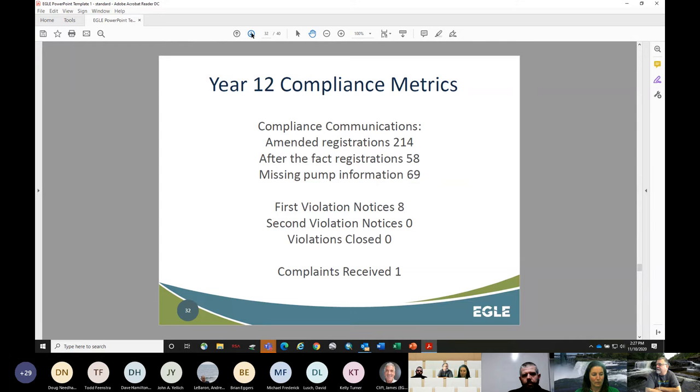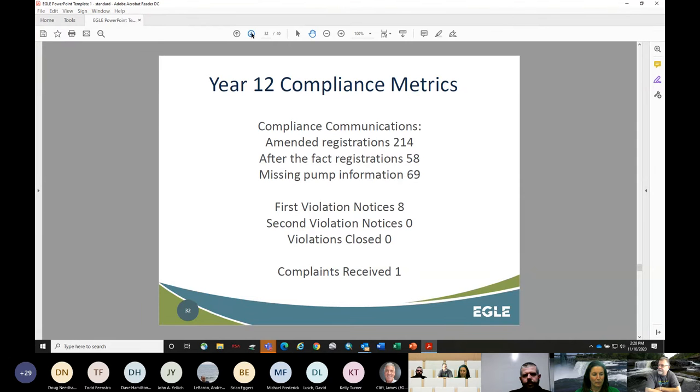After-the-fact registrations cover previously unregistered large quantity withdrawals that we discover, but it turns out that there's enough stream flow to go ahead and authorize them after the fact, so we do so. 58 of those.